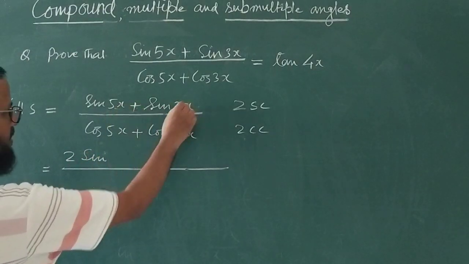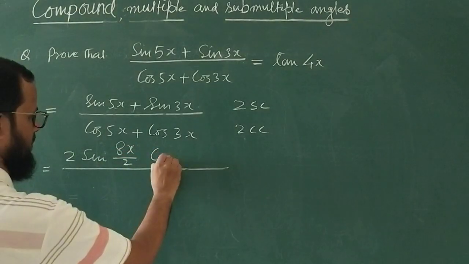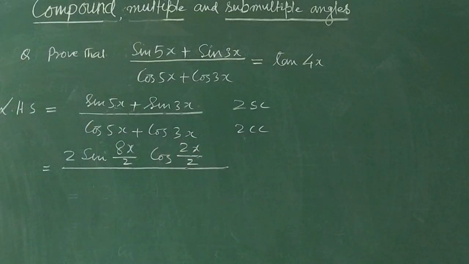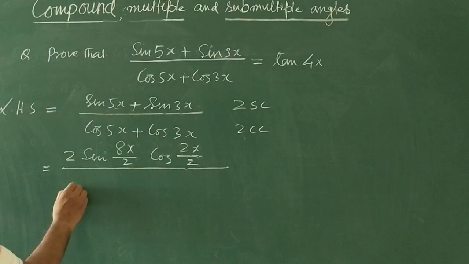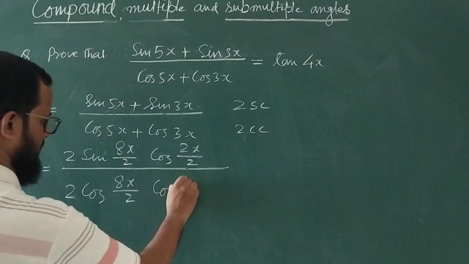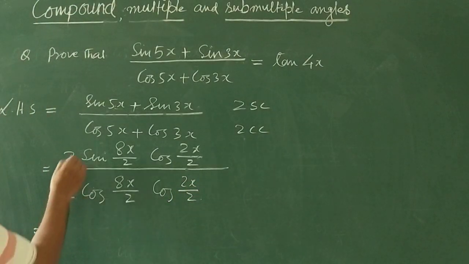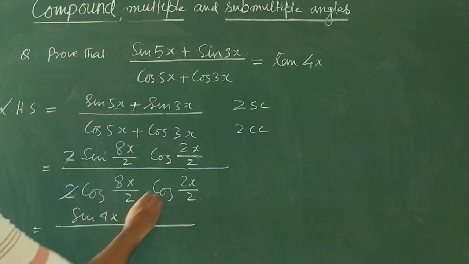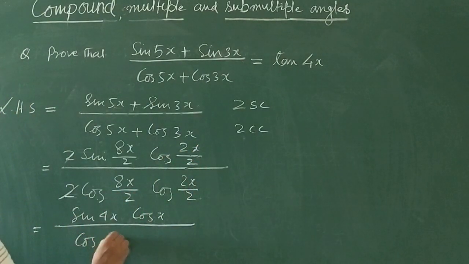c plus d, 5x plus 3x is equal to what? 8x divided by 2 into cos 5x minus 3x means what? Twice x divided by 2. I hope you are understanding. 2 sin (c plus d) divided by 2 into cos (c minus d) divided by 2. Similarly here 2 cos 8x by 2 into cos twice x by 2. Okay, and here the 2 can cancel. 8x by 2 is what? 4x, and 2 cancel, it is cos x. Here it is cos 4x, and it is what? Cos x.